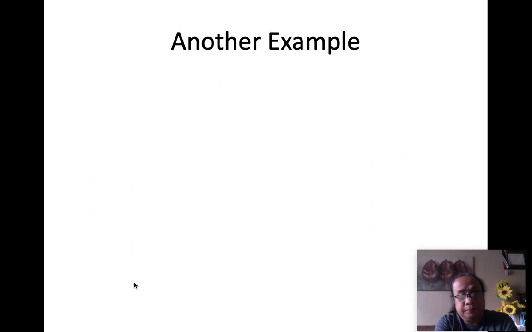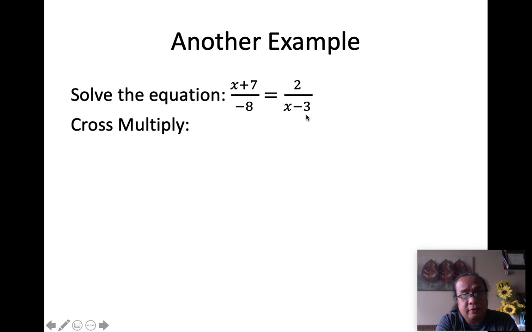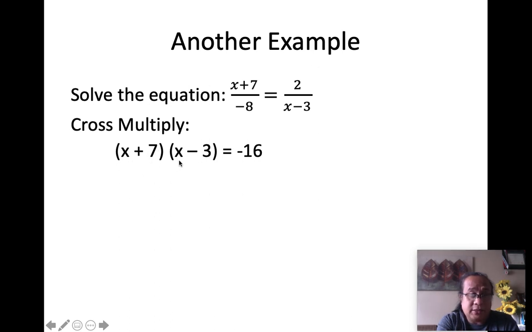Okay, let's have another example. You're going to solve the equation x plus 7 over negative 8 equals 2 over x minus 3. So cross multiply again, which means this 2 multiplies x plus 7 and x minus 3. And then negative 8 times 2, that gives me negative 16. Now you're going to use the FOIL method on this, or you distribute. X times x is x squared. X times negative 3 is negative 3x. 7 times x is 7x. And 7 times negative 3 is negative 21. And that gives me equal to negative 16.